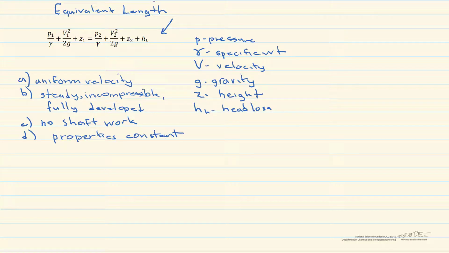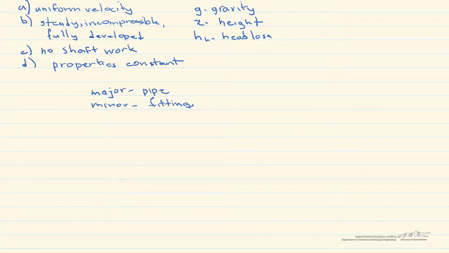So this H sub L, or head loss, represents the viscous effects of the system. And we have two types. We have major head loss and we have minor head loss. The major head loss is due to the viscous effects of the pipe itself. The minor head loss is due to any fittings or curves or bends or elbows, valves, etc. So let's look at these separately, and we'll start with the major head loss.